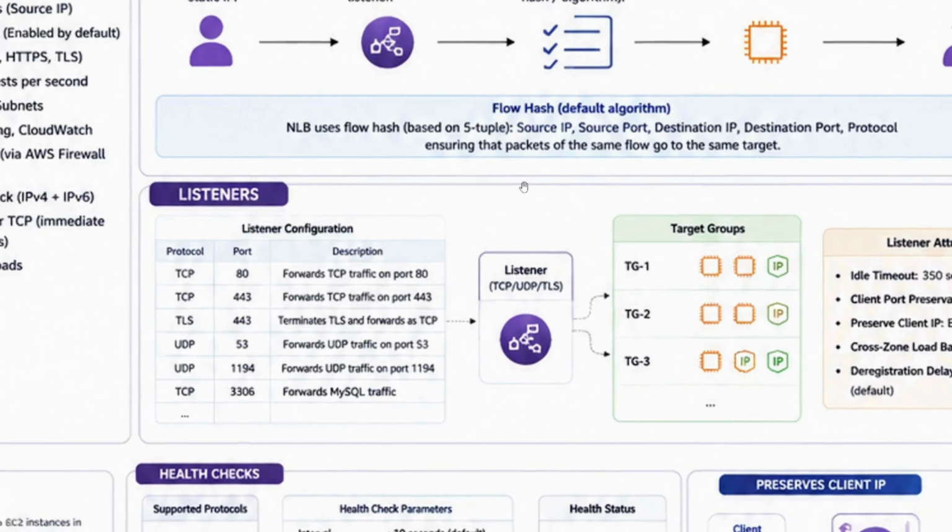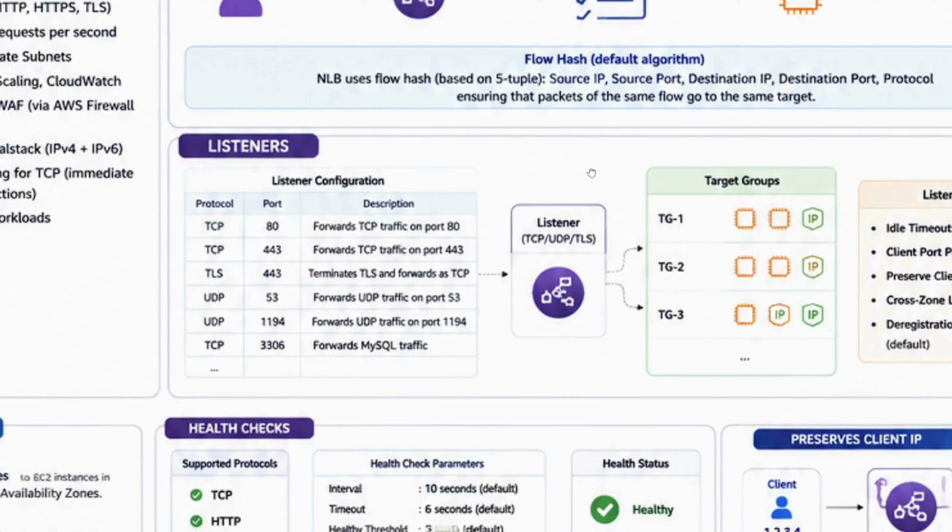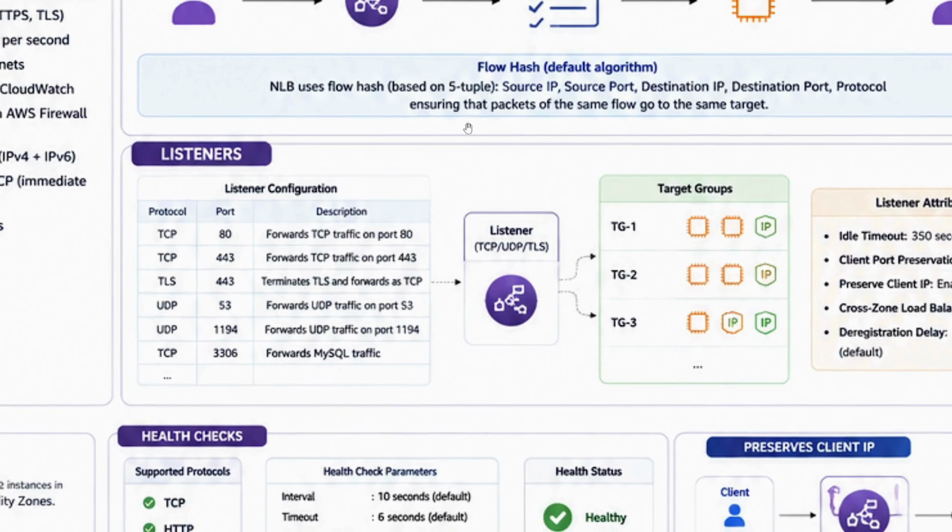And what it uses is the flow hash algorithm. The flow hash algorithm is basically what I told you, right? At layer 4, it is just going to see the source IP, source port, destination IP, destination port, and protocol. That's it. Based on this, if it is receiving the same request every time from the same client, and the destination IP and destination port are the same, it will most of the time send it to the same target. So stickiness or session affinity, you could say, is being provided using this flow hash algorithm.